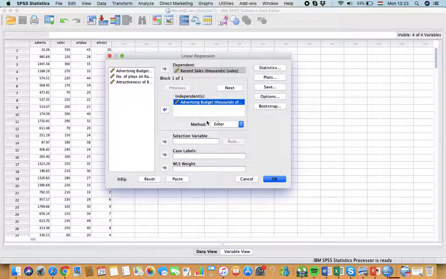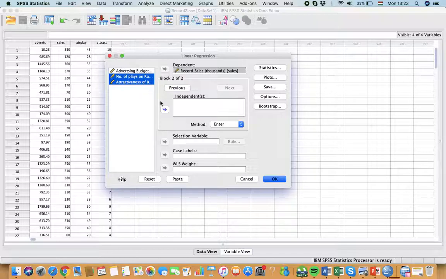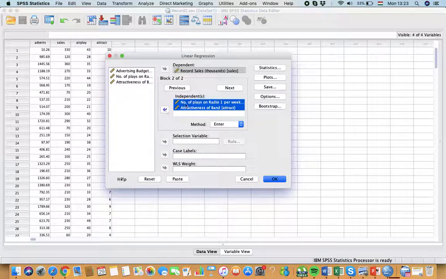And here we already discussed that there are several ways of entering your variables. We use the hierarchical or enter method. So we've got the most important one. Then we go to the next level, to the next block. You can see block 2 of 2. And the new variables will be included, which are the number of plays and the attractiveness of the band. Okay, so we've got our model.